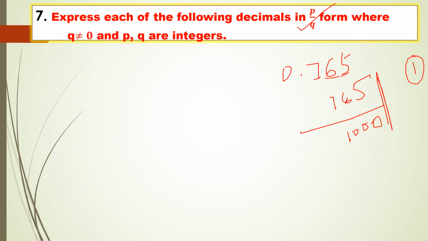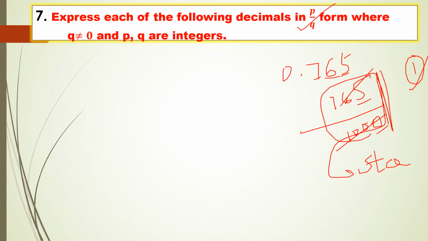Means they must be co-primes. Here, the last digit is 0 and the last digit is 5, so I can divide it by 5. Like that you proceed until 1 is the only common factor for both numerator and denominator. They cannot be divided further. You can call it the standard form also. Standard form means the fraction which cannot be divided further.